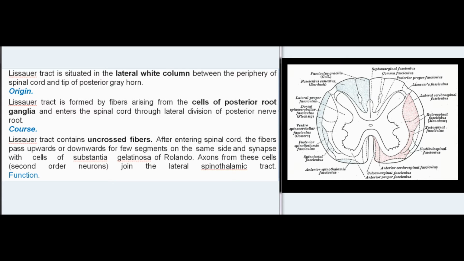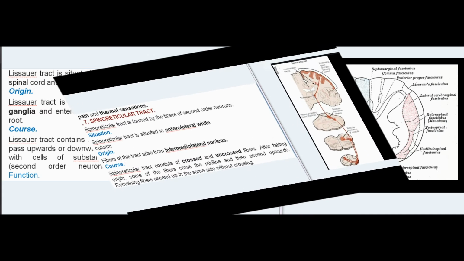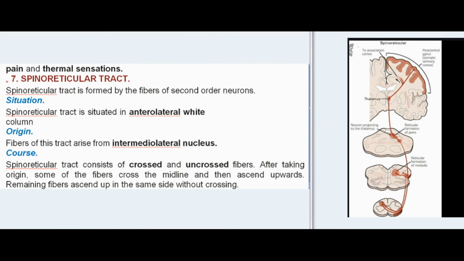Course. Lissauer tract contains uncrossed fibers. After entering spinal cord, the fibers pass upwards or downwards for a few segments on the same side and synapse with cells of substantia gelatinosa of Rolando. Axons from these cells, second-order neurons, join the lateral spinothalamic tract. Function. Fibers of the dorsolateral fasciculus carry impulses of pain and thermal sensations.